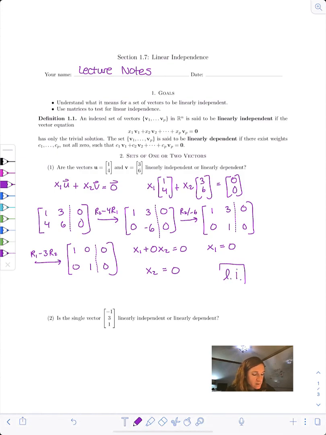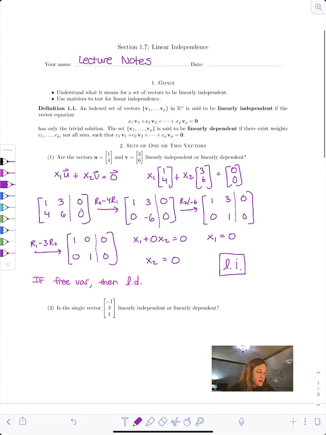And we usually use an LI. If we had a free variable, so if one of the columns was a free variable, then we'd have multiple solutions, and that's when our vectors are linearly dependent.